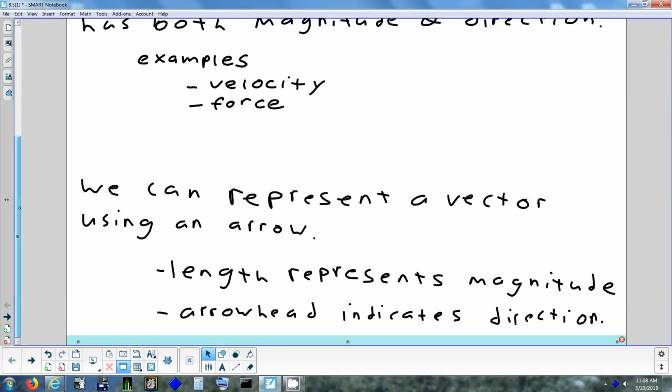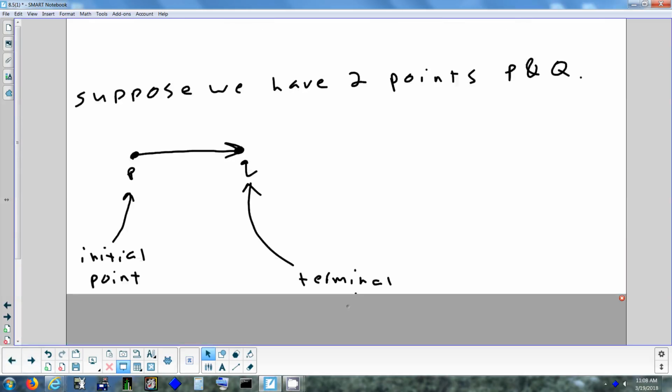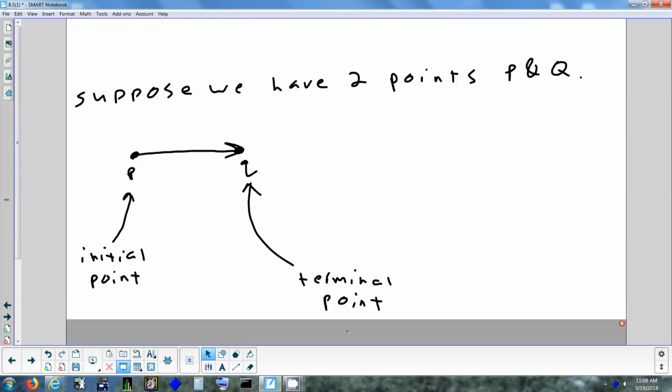Alright, so let's take a look at the next part. When we're representing a vector, whether it's velocity or force, we can represent it basically with 2 points: where the vector starts and where it stops. Where it starts is called the initial point. Where it stops is the terminal point. It's important we get those in the right order. If you switch them, you're going to switch the direction.